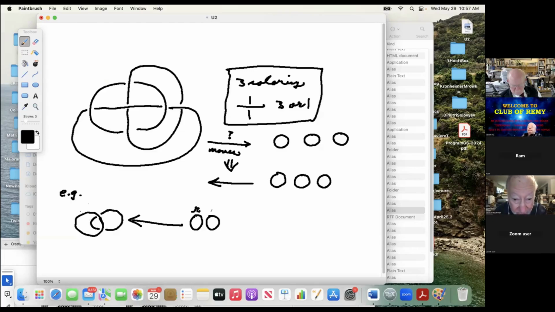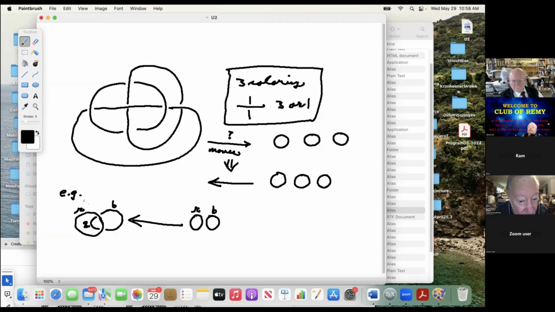We could color this one red and this one blue, right? And then this would be blue and this would be red. And in here we'd have green. So you'd have a three-colored picture of your link. It would have a non-trivial coloring. And that doesn't tell you that the link is unlinked or linked, you see.